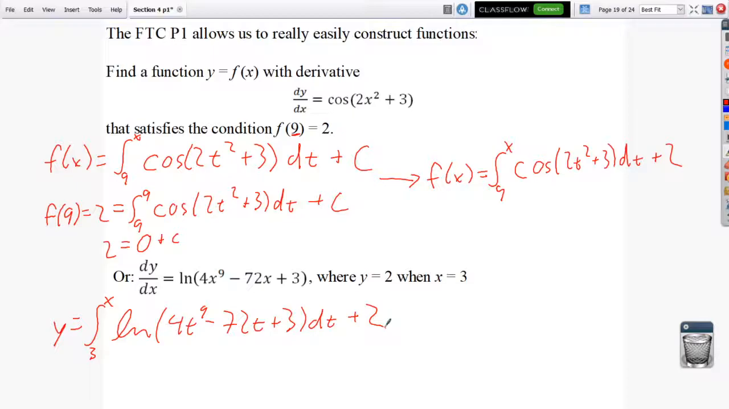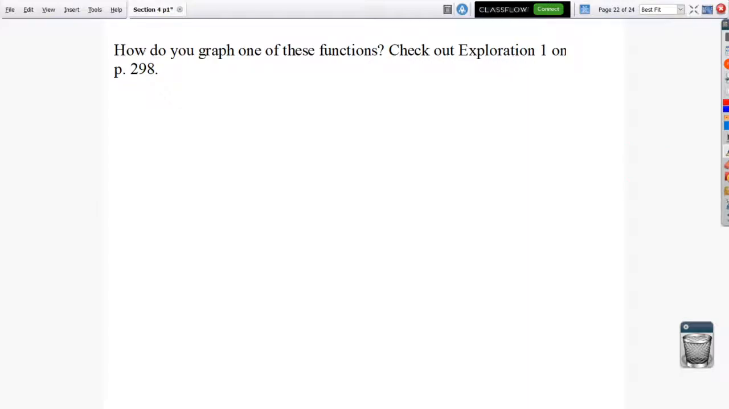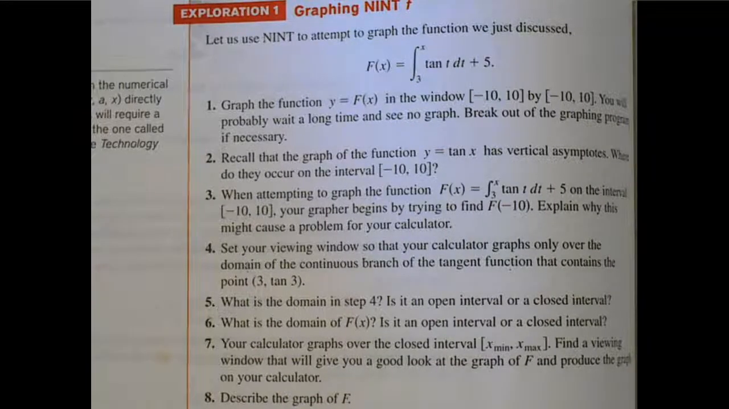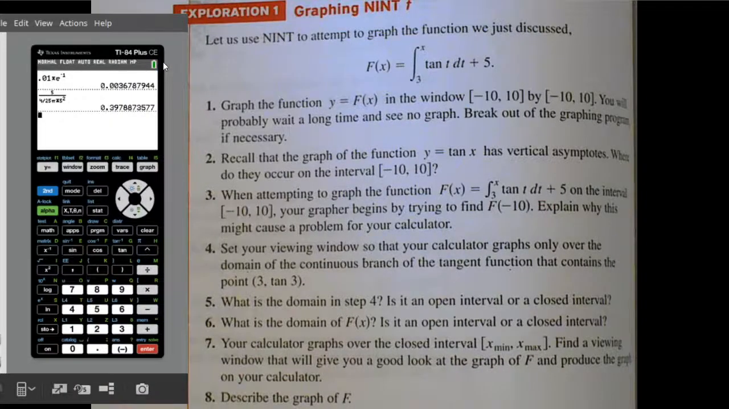Cool? I hope so. All right, so I'm going to show you how to graph using one of these functions on your graphing calculator. And the steps to do this are in Exploration 1 on page 298. So you're going to need that, and you're also probably going to need a calculator. So there's two things that we're going to need for this next step.